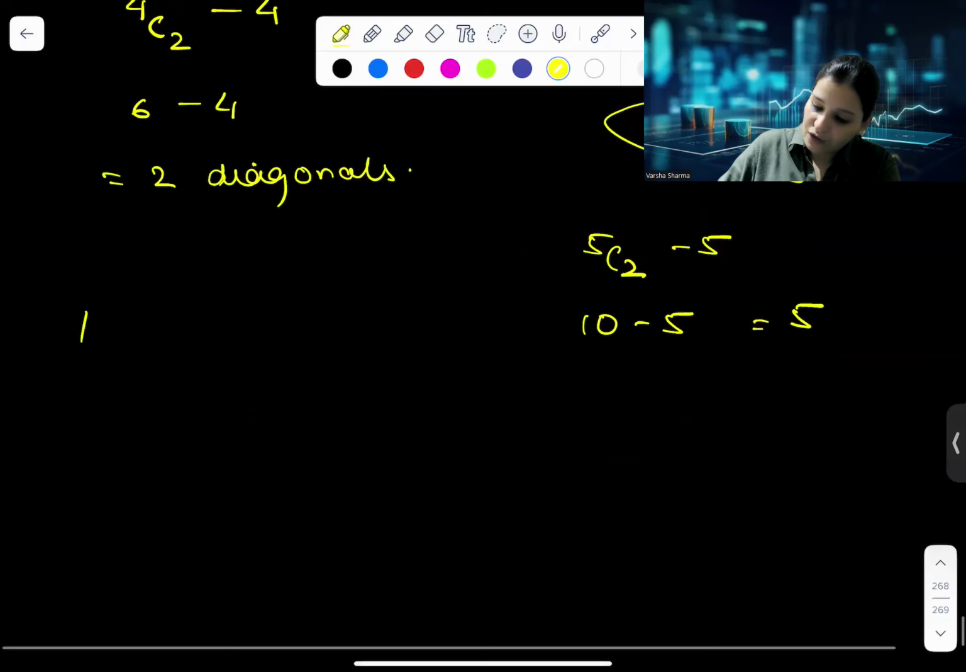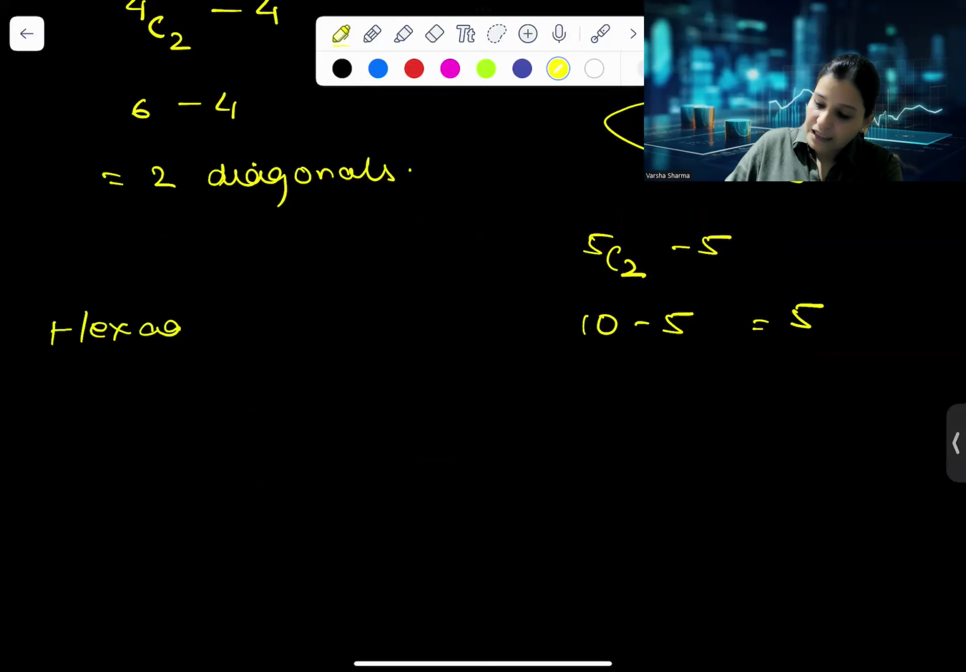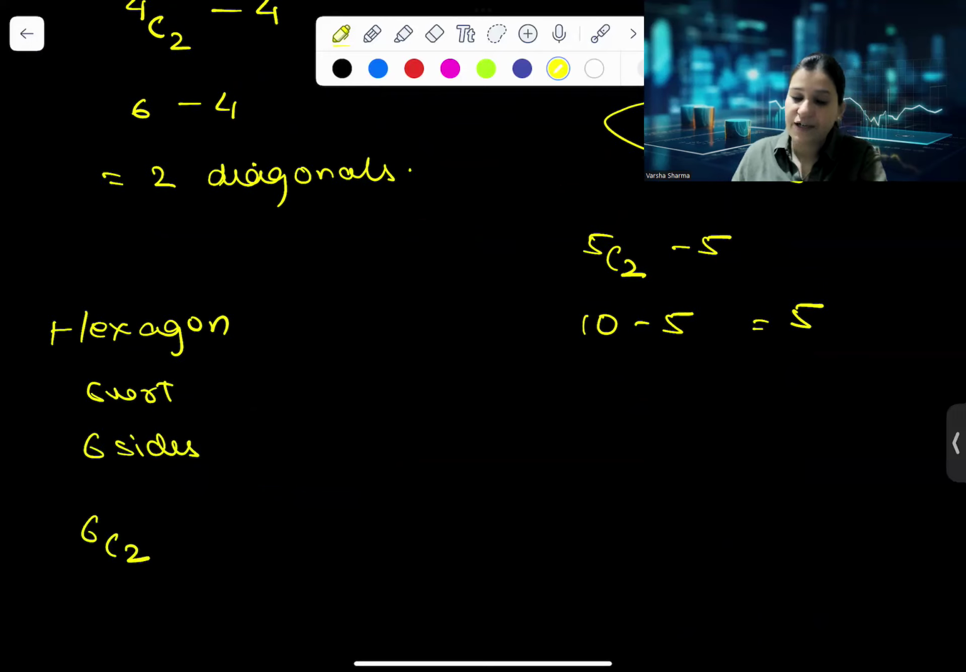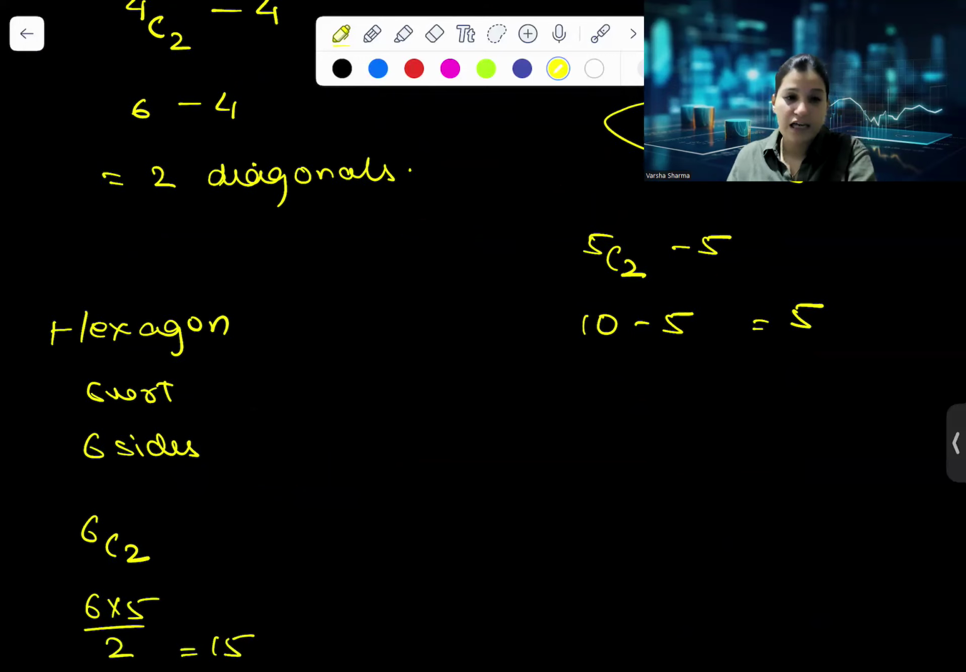If I have a hexagon, that means 6 vertices and 6 sides. So out of 6 vertices, I have 6C2 number of lines. So I have in total 6 into 5 by 2, 15 lines. But out of those 15 lines, 6 are the boundary. The remaining 9 will be the diagonals.